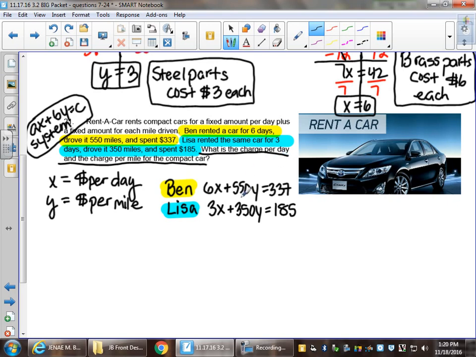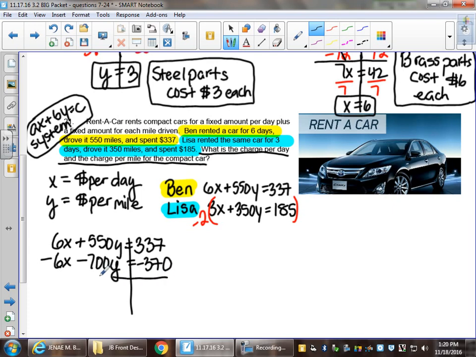When I'm trying to decide what to cancel, this looks very ugly. But over here, 6x and 3x, that's nice. So I choose to get x's to cancel, and I'll make that happen by multiplying this second equation by -2. So I got 6x plus 550y equals 337. This one did not change. The second equation becomes -6x minus 700. There's my 700. Minus 700y equals -370.